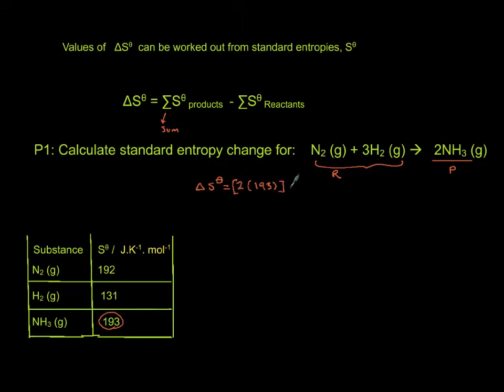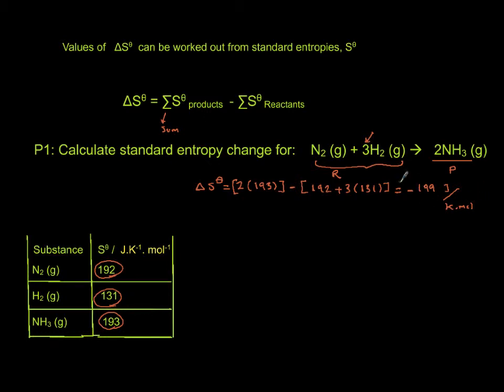So this is my product minus my reactants. On the reactant side, I have 1 nitrogen, which is 192, plus 3 particles of hydrogen. Each hydrogen is 131. So 3 times 131. And when you do this, you will get minus 199 joules per Kelvin per mole.